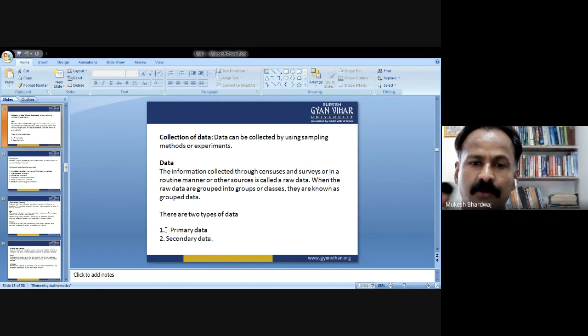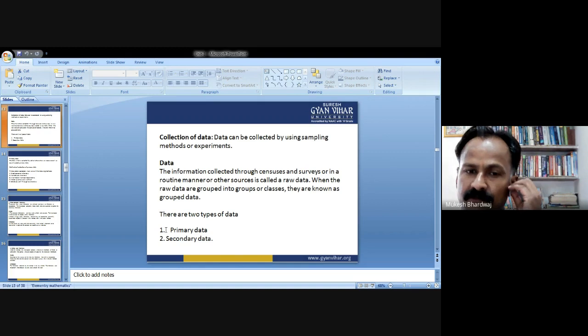When the raw data are grouped into groups or classes, they are known as grouped data. So data is basically of two types. One is grouped data and second is ungrouped data. You will come to know this difference by taking an example. As we move further, we will take some examples. There you will learn what grouped data and ungrouped data are. Before reaching there, we just need to know that data is basically of two types.